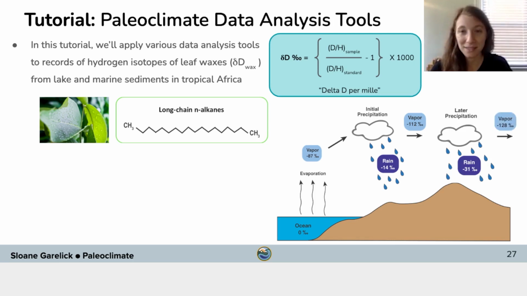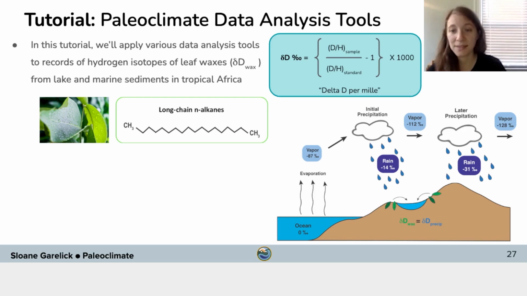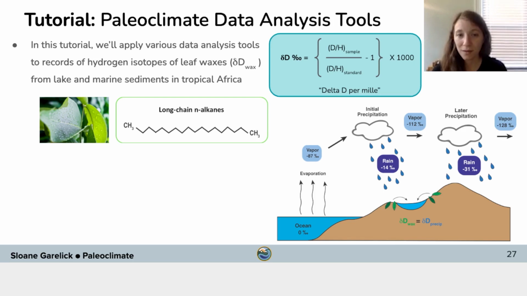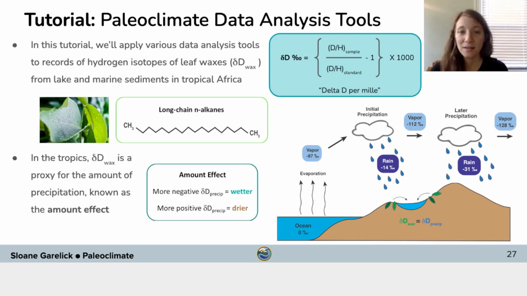And this process continues, resulting in more depleted rainfall when there's more rainfall occurring. And this isotopic signature of the rainfall gets recorded by the leaves. And we can essentially think of the delta D of the leaf waxes as reflecting the delta D of the precipitation. So overall, what we end up with is when there's a wetter climate and more rainfall, there's a more negative or more depleted delta D precip and delta D wax.